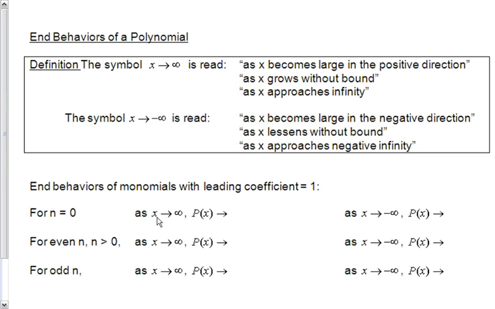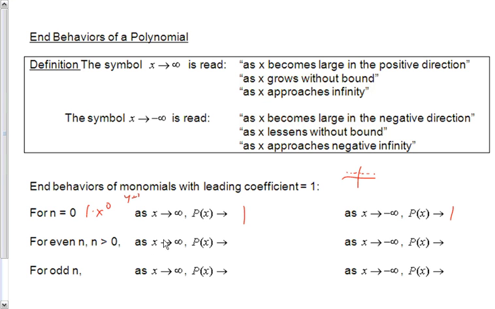So let's take a look at n equals 0. Think of 1 times x to the 0. Well, this is just y equals 1. As it gets really large, it's always 1. However, as it gets really negative, y equals 1 is still just 1. Think of the line. It's just 1. It's that dotted line. It's always 1 that way, it's always 1 that way.